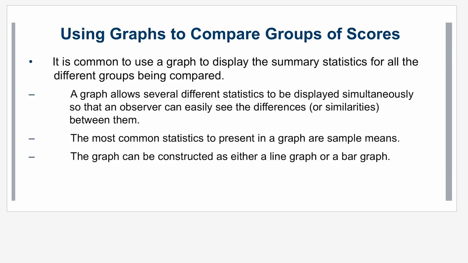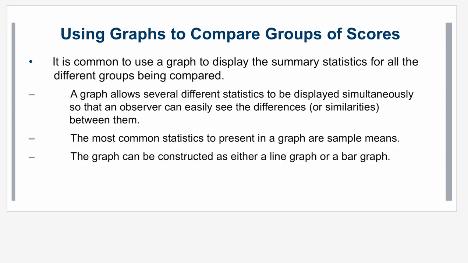So it can allow several different statistics to be displayed all at the same time so that somebody can easily see the differences or the similarities between the groups. The most common way this happens is sample means, graphing the means for each group. The graph can either be a line graph or a bar graph, which we will look at in a second.